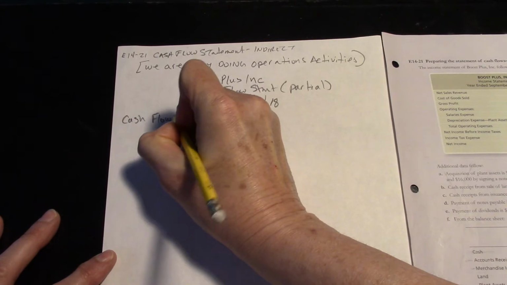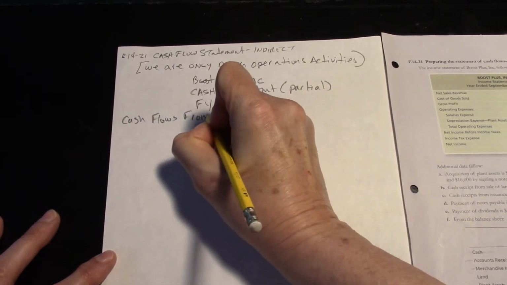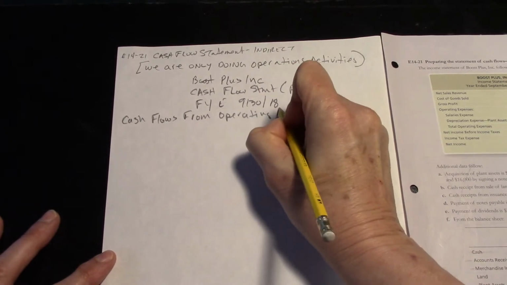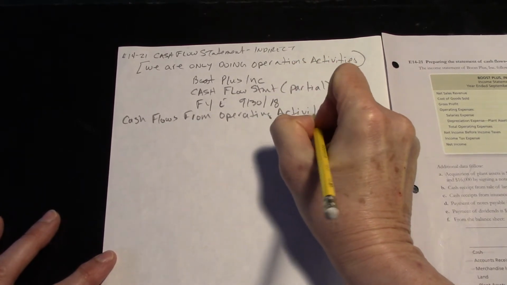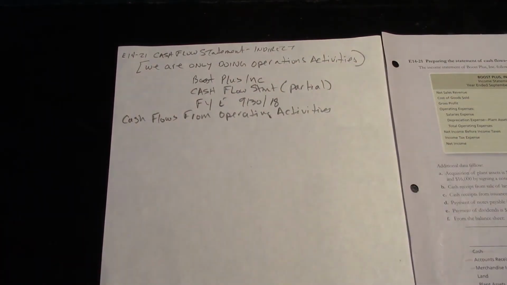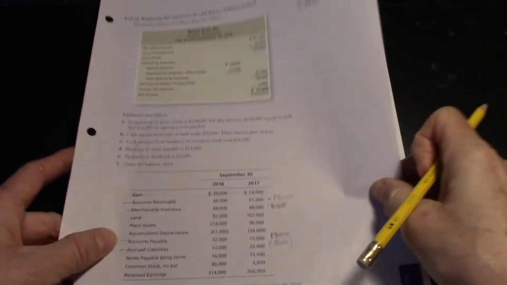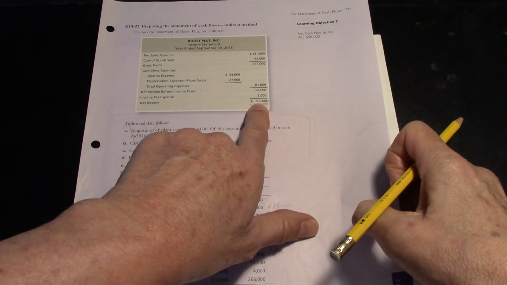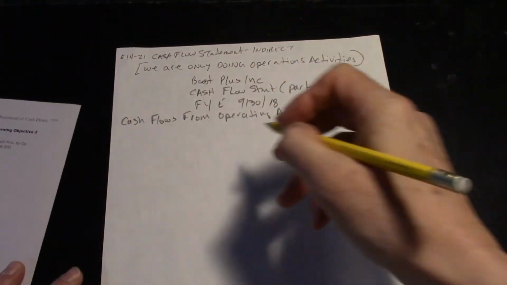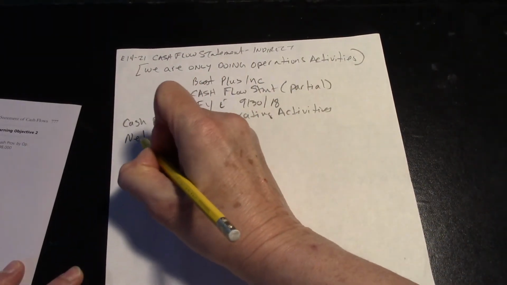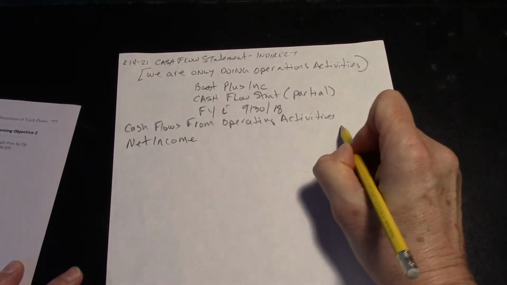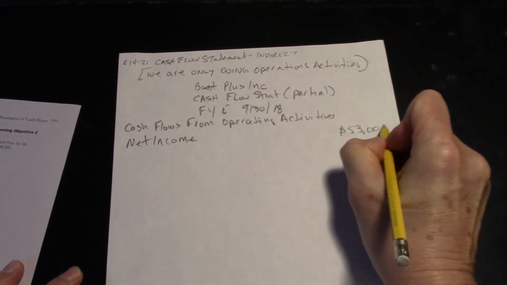All right, so we start out by writing our titles, right? Cash flows from operating activities, and you always start with your net income. So the bottom line of the income statement, there it is, $53,000. So net income. Okay, so that's a good start for us.